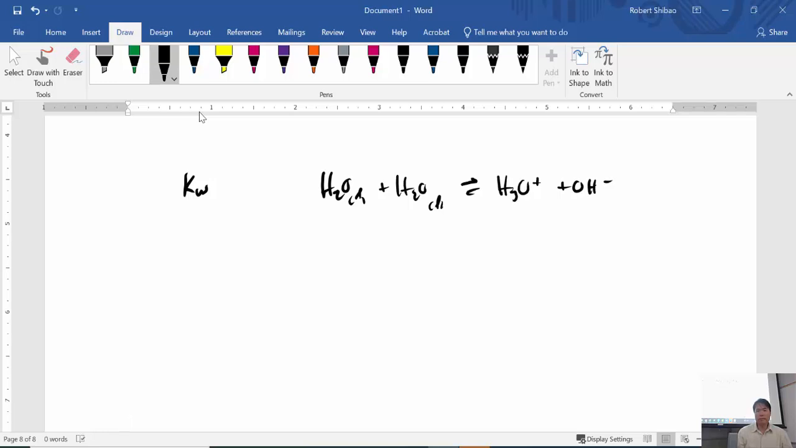So if we start off like this, H2O liquid, those activities don't change. And so let's just ignore those. But let's say we have no collisions yet, and then we let the water molecules collide. This is hypothetical. So we get plus X molar here, plus X molar here. And then at equilibrium, we'll have X molar here and X molar here.